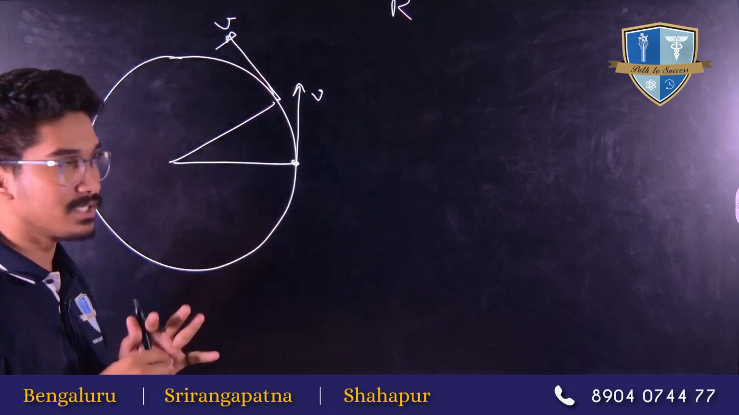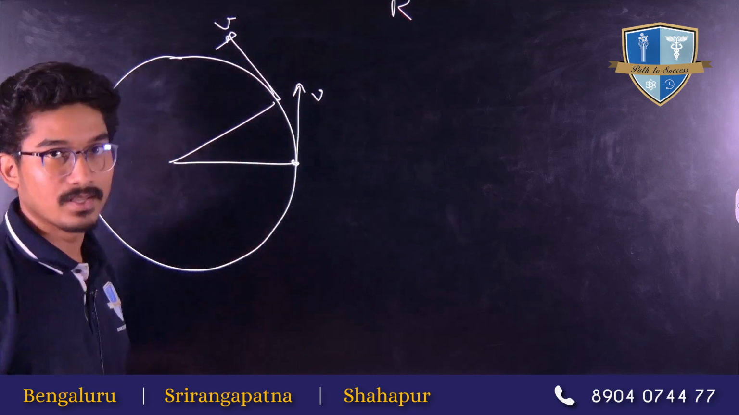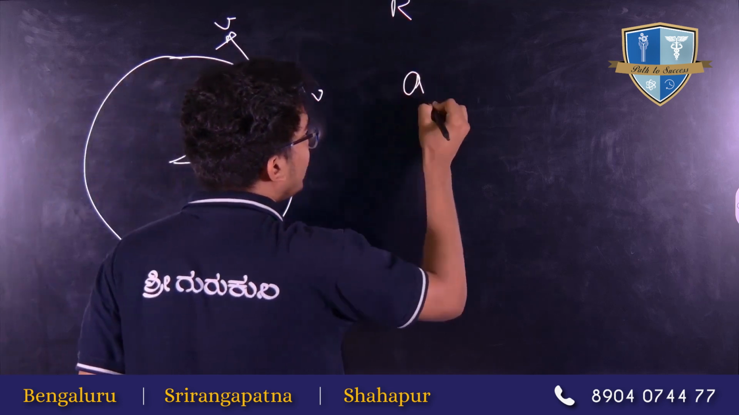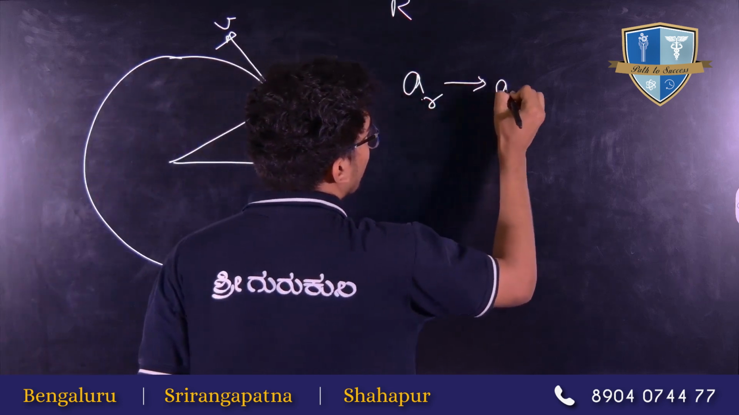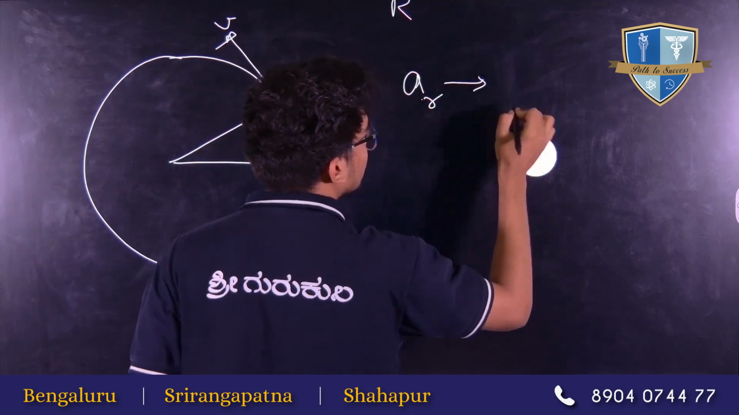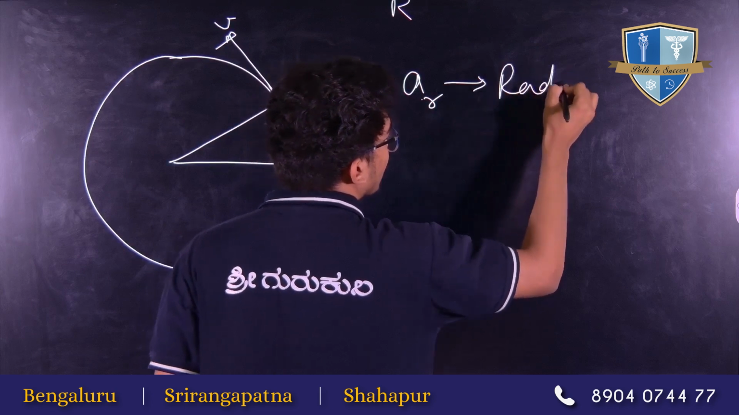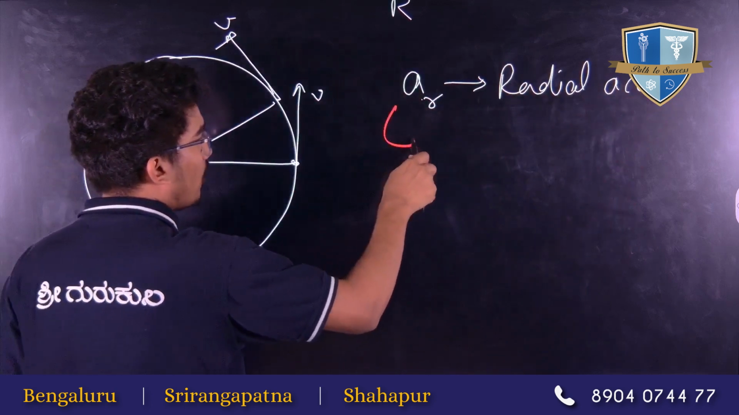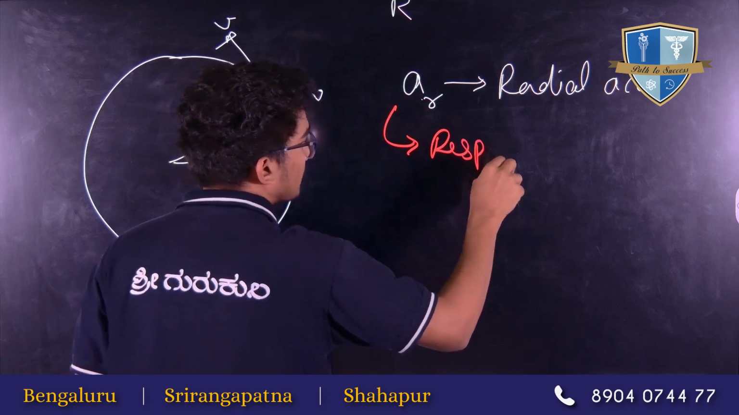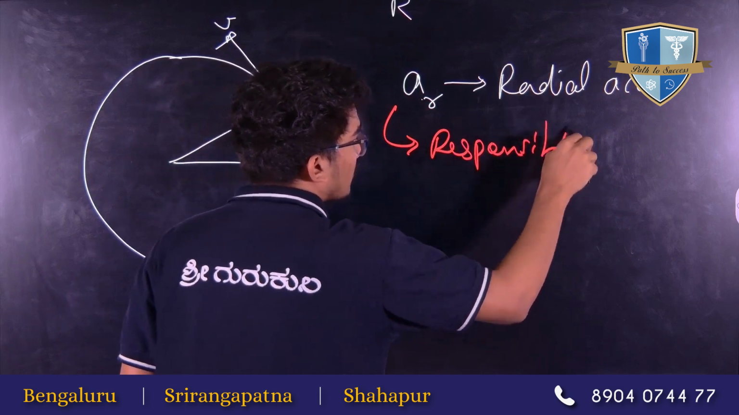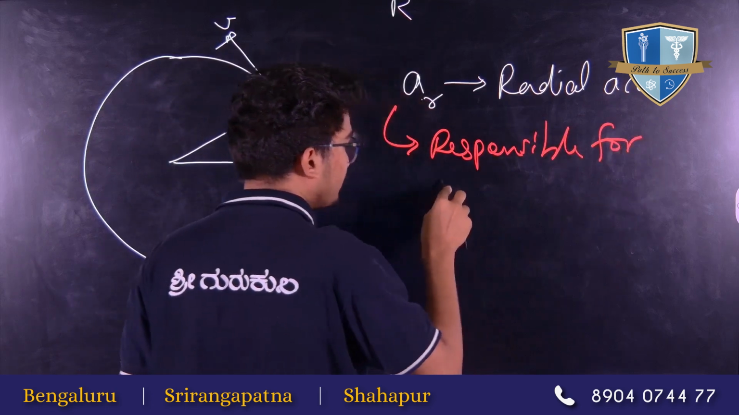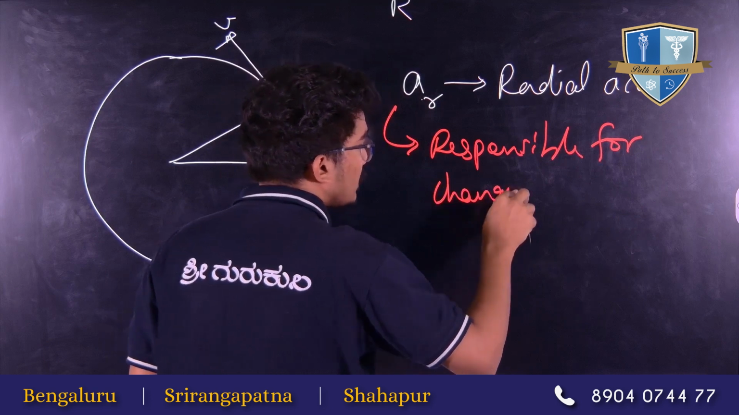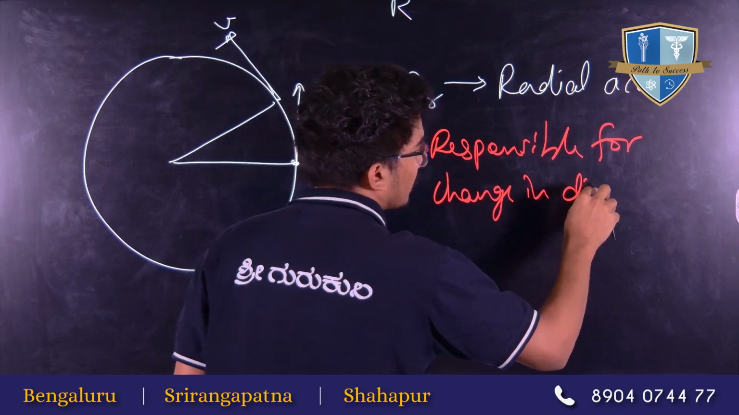So who is responsible for this change in direction? There is another term known as radial acceleration. Radial acceleration is responsible for change in direction.